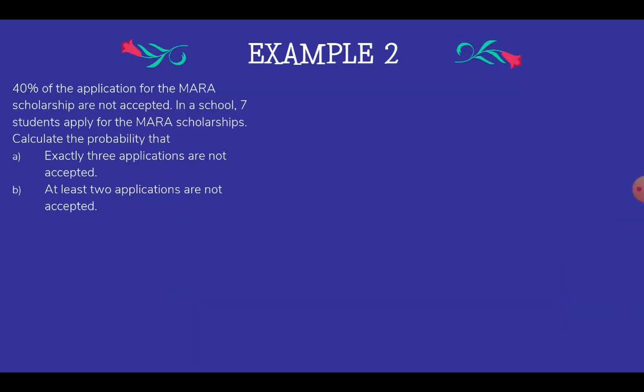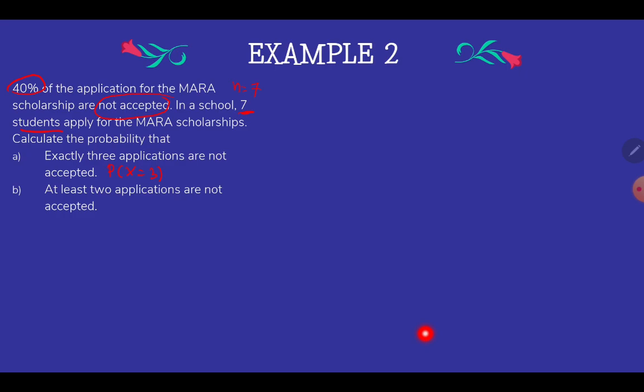Example 2. 40% of the applications for the Mara scholarship are not accepted. In a school, 7 students apply for Mara, so from here we know that n equals 7. Calculate the probability that exactly 3 applications are not accepted. So from here we know X equals 3.